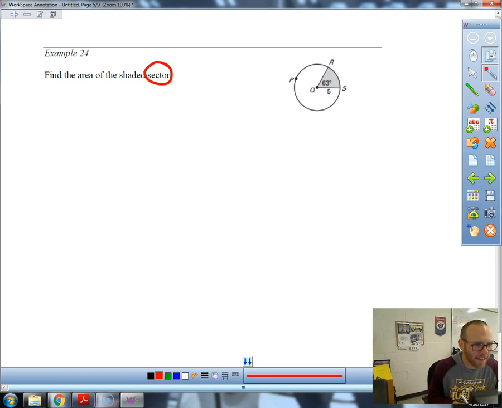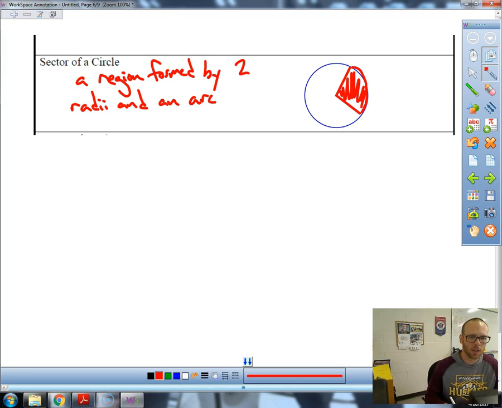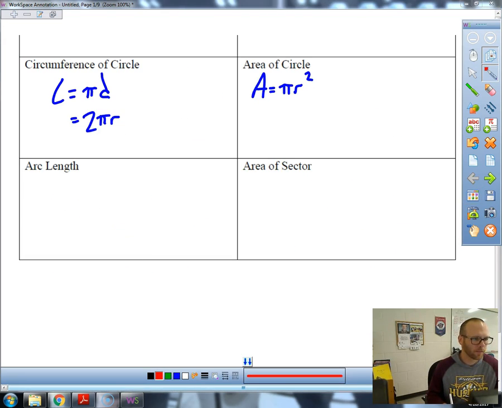Now we want to find the area of it. How do I find the area of a sector? Well, this probably should get you thinking similarly to finding arc length. How did we find arc length? Let's flip back here. Right here. How did we find arc length?